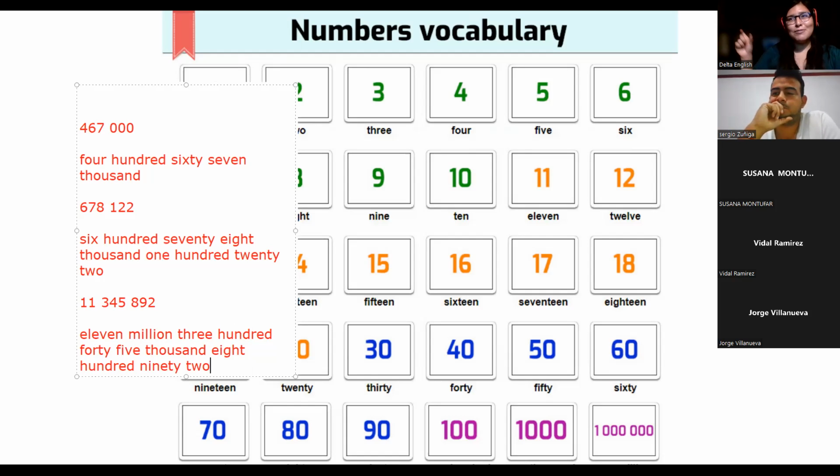892. Fíjense que yo lo voy separando. Primero, ¿cuántos dígitos tengo? 6. Ese es el million. So I have 11 million. Luego tengo 345,000, porque aquí todavía tengo otros 3. Y ya, termino. 892. 11,345,892. So there you go. Now you can count very crazy numbers.